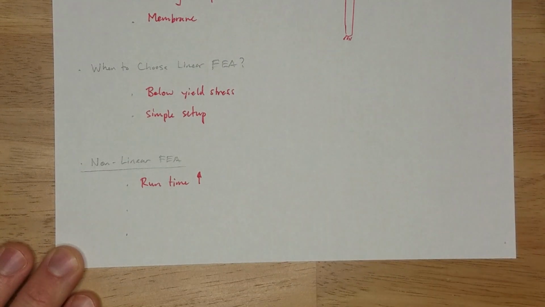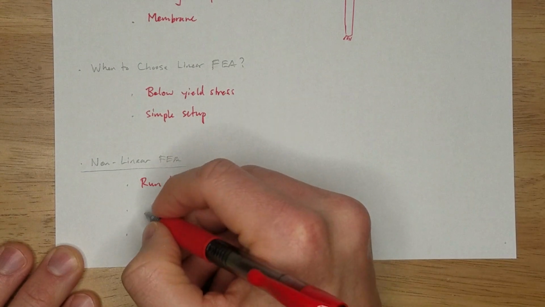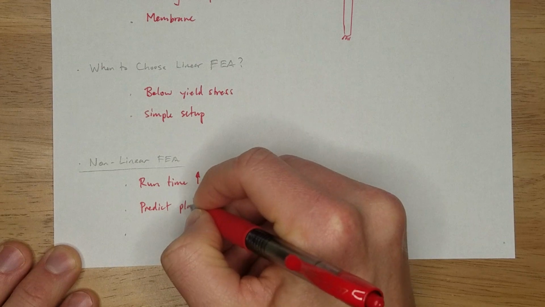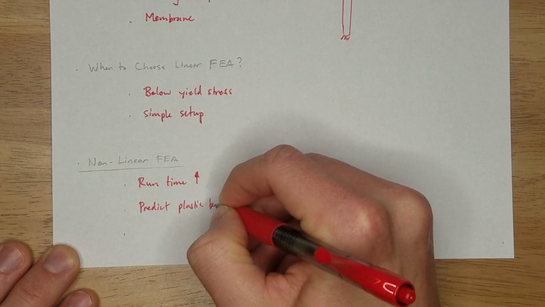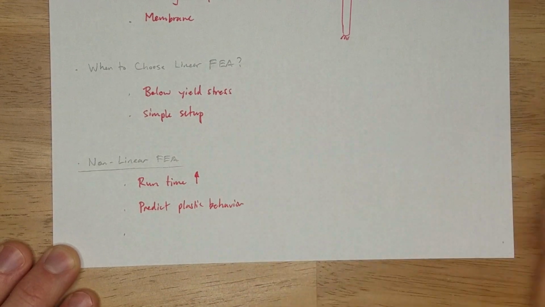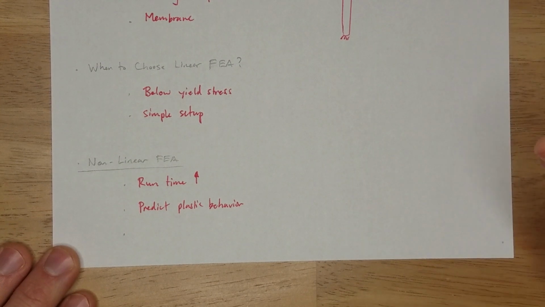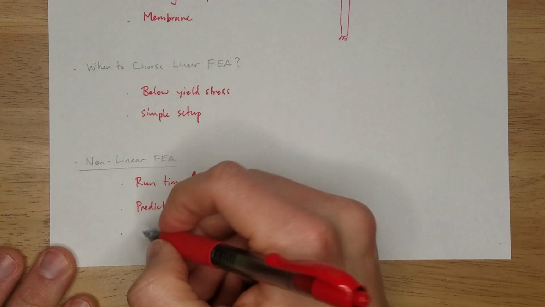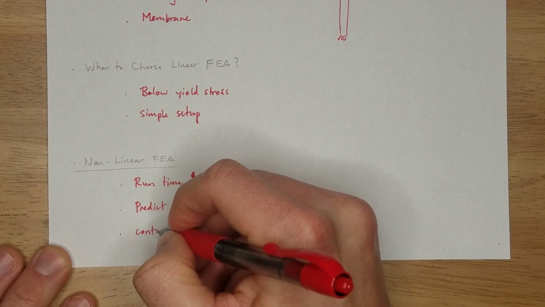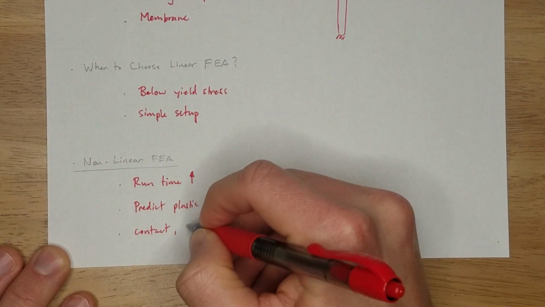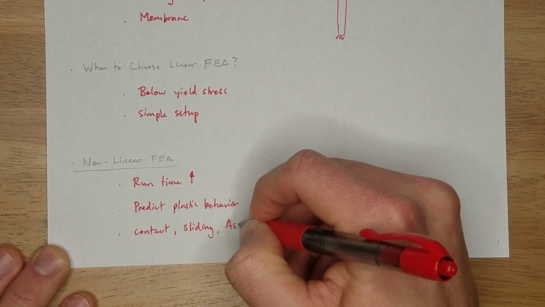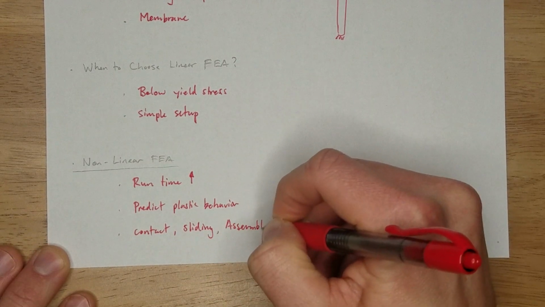Anytime we want to predict plastic behavior, we're going to need to use nonlinear. And these basically just refer to settings in the software of how you're going to do a run. We don't need to get into that for the purposes of this exam, but the last thing we need to know is if you've got a contact situation, or a friction situation, a sliding situation, assemblies, these are times we're going to reach for the nonlinear tool.